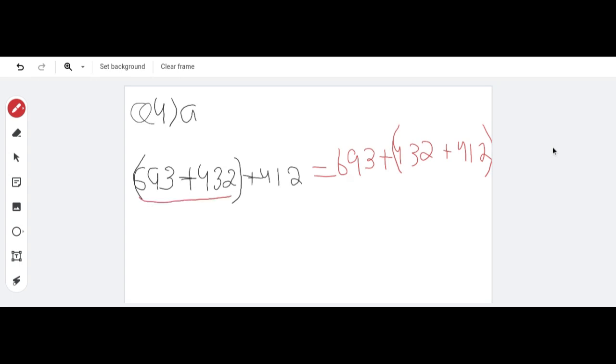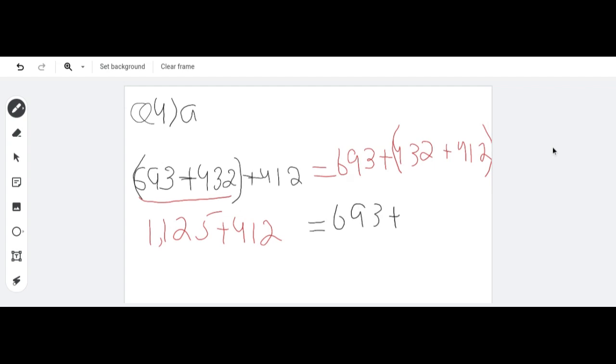By adding 693 plus 432, the answer is 1125, and then plus 412. And same thing here: 432 plus 412.